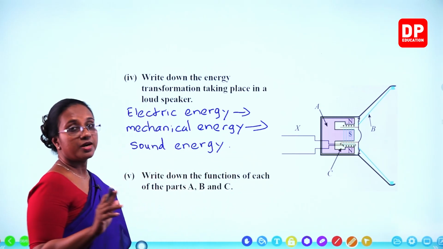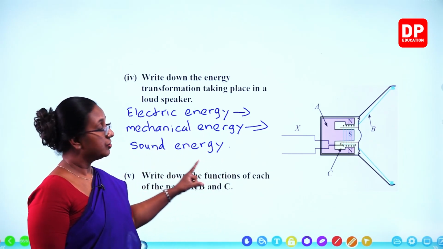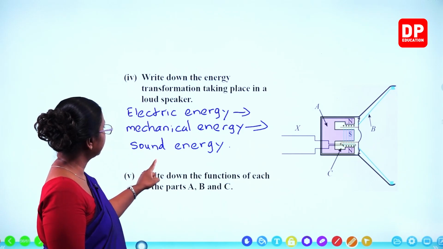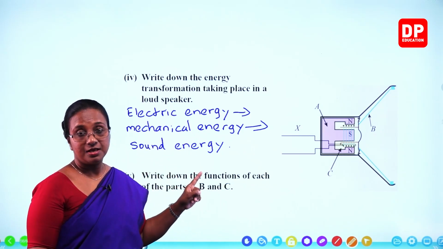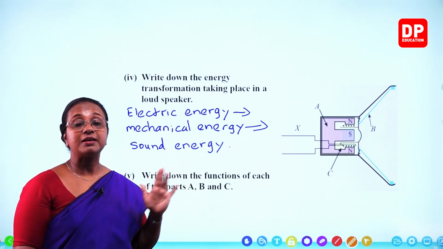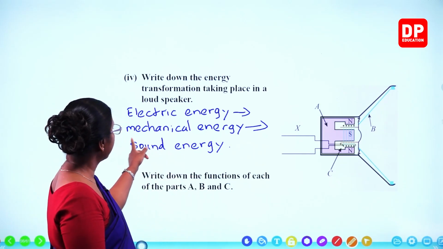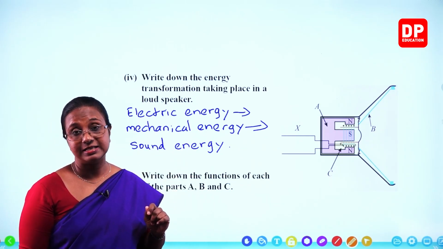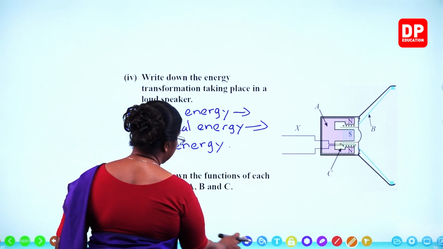So earlier also I told you all these students, we supply electricity, we get the sound. So you can also write it as electric energy to sound energy, skipping this middle part. But you all have to understand that when there is the back and forth movement, then there is kinetic energy. That means there is mechanical energy. Is that clear, students? So then we look at the last part.